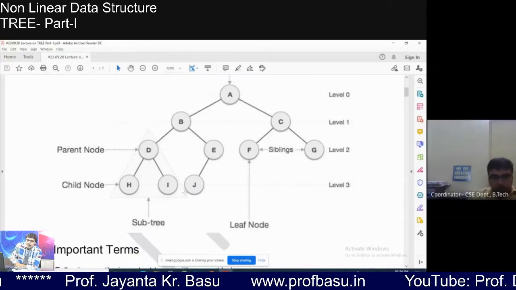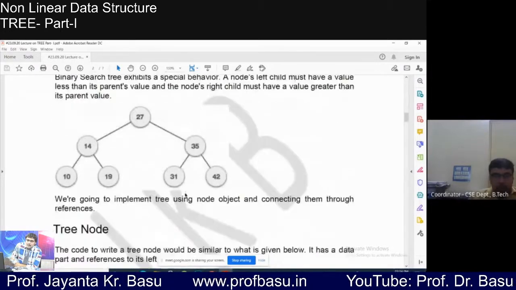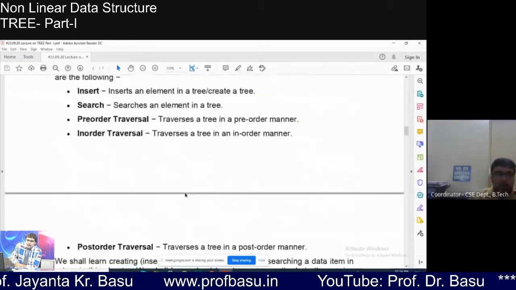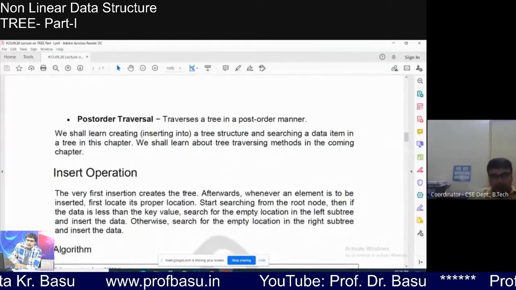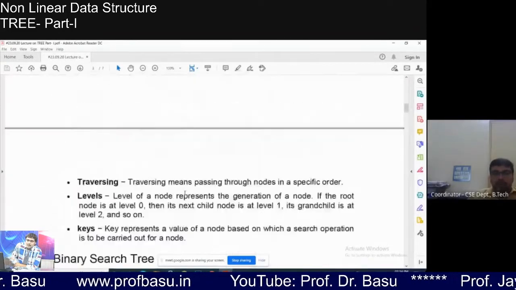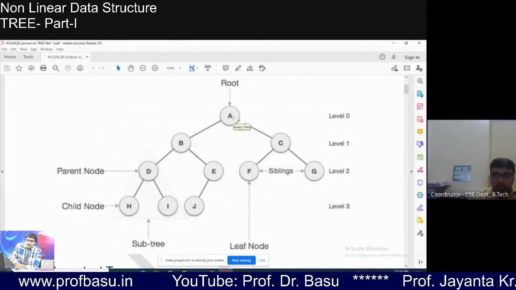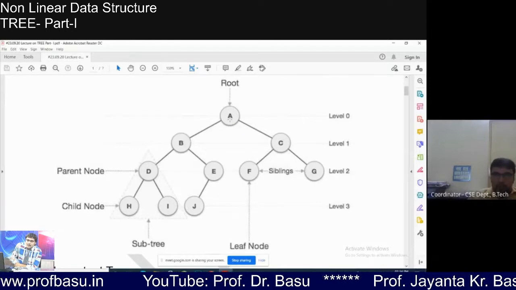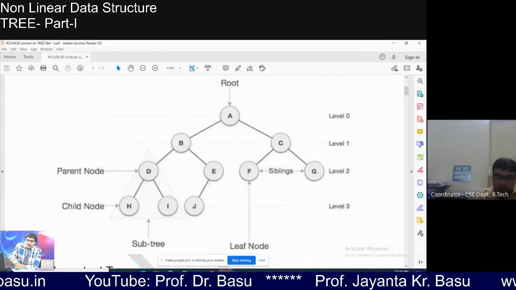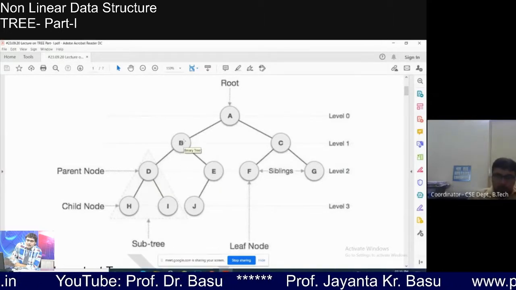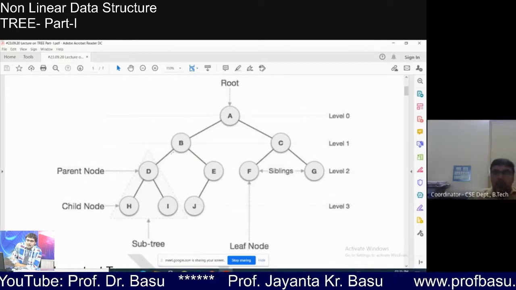Okay. And another thing is that whenever you study this tree, we have to study the traversal technique. Traversal means I want to search a particular node, so I have to traverse the tree. So how will I traverse? First, I have to consider this part or that part. First I consider the left part of the tree, then the root, then the right part. Or first the root, then left, then right. Or first the right subtree, then the root.